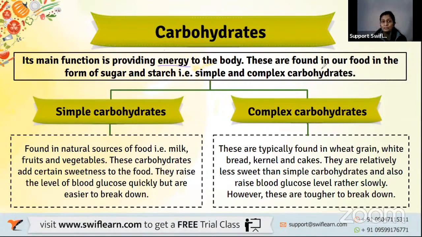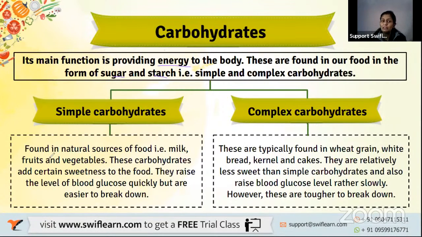They are found in our food in the form of sugar and starch. Carbohydrates are divided into two categories. First is your simple carbohydrate and next is your complex carbohydrate. As the name suggests, simple means they are very simply digested inside our body and give us instant energy. But complex means they take a little bit more time to get digested inside our body and they will give us energy a little later.